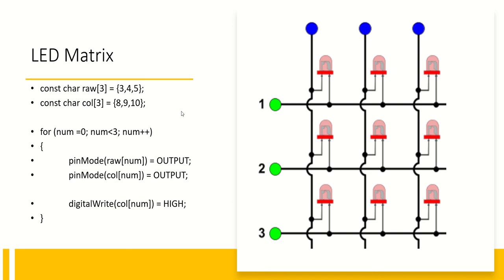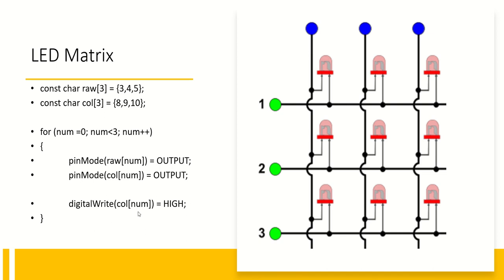Okay, so let's consider this example. Let's say here we have rows, where we have an array where we have given 3, 4, and 5. And here we are giving columns, which are 8, 9, and 10. Okay, so in this case we will start with 0, 1, and 2, and we will give pinMode. So basically we are configuring row and column as output, and for a column we are giving a high.